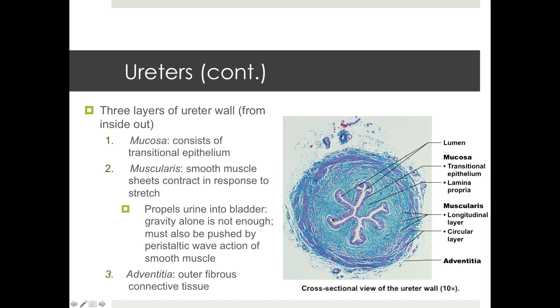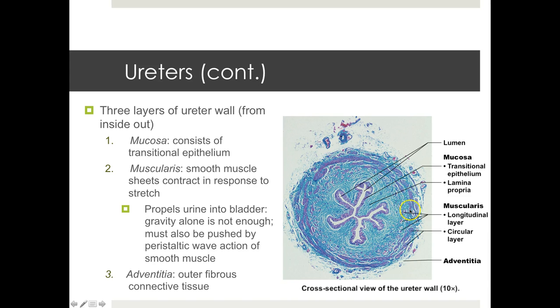After that, we have our muscularis layer, and this is made up of smooth muscle, just as we're used to in the digestive system. And we are going to have a longitudinal layer as well as a circular layer. But these are a little bit switched. Remember, in our digestive system, the circular layer was more internal, longitudinal was more external.